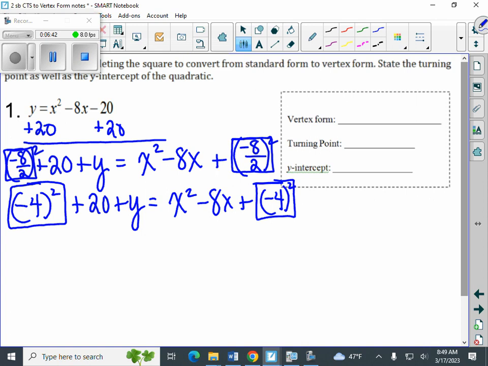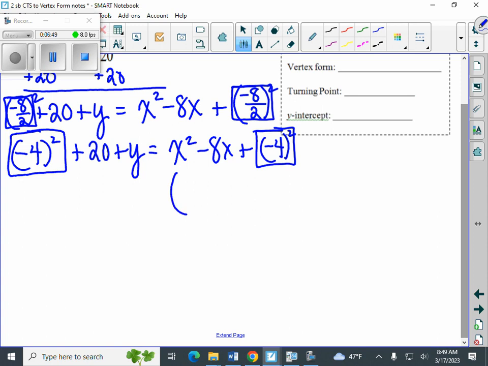And we don't have to worry about splitting the middle as long as we understand that we're creating a perfect square trinomial, which means that the values in these two parentheses are going to be exactly the same. X squared is x times x. And then we have negative 4 squared in our box. This is going to be minus 4 minus 4.